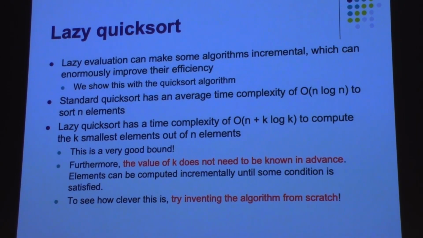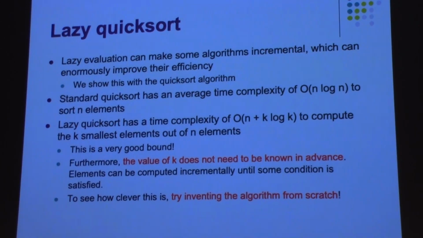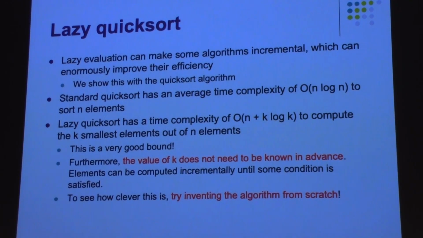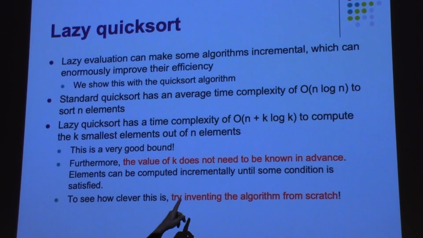Now in laziness, things become incremental. Now it doesn't always work, but in the case of quicksort, it works. And the laziness means that the sorted list is generated bit by bit. Start from the first element. And it turns out the time complexity changes, okay? Instead of order n log n, it's n plus k log k. So what does that mean? So n is the size of the list, but k is how many elements we're asking for.